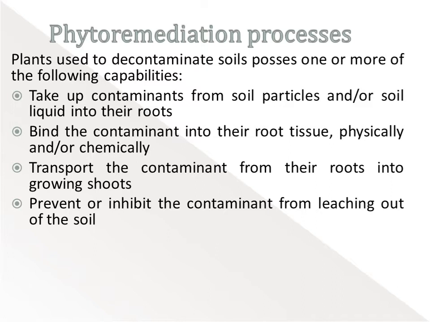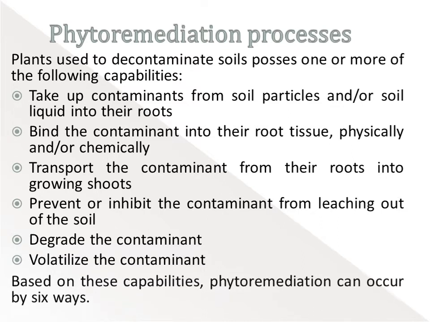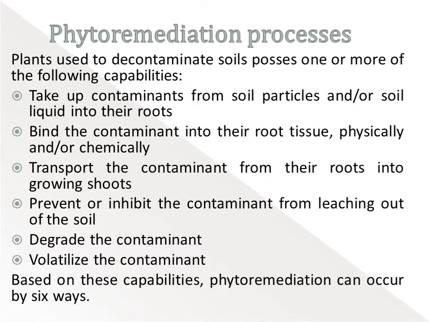Plants also prevent or inhibit the contaminant from leaching into the soil or deep into the soil. Some plants can degrade the contaminant. Some plants can volatilize the contaminant, and in this way the plants can carry out the phytoremediation process by different methods, and therefore the phytoremediation process mainly occurs by 6 ways, which we will discuss in the coming slides.